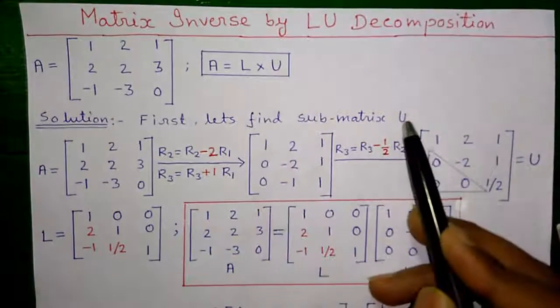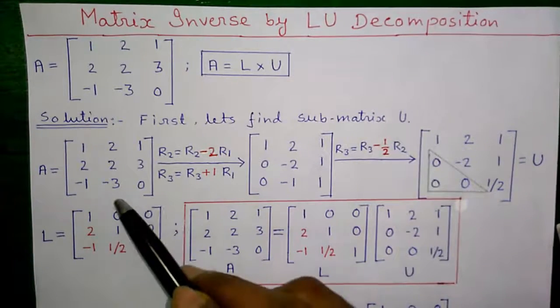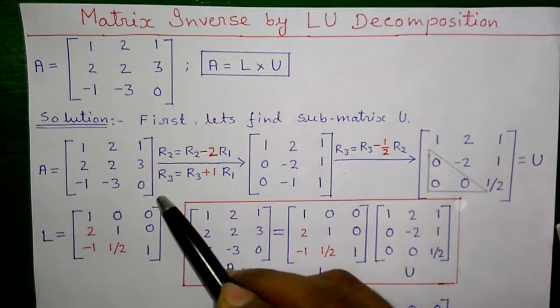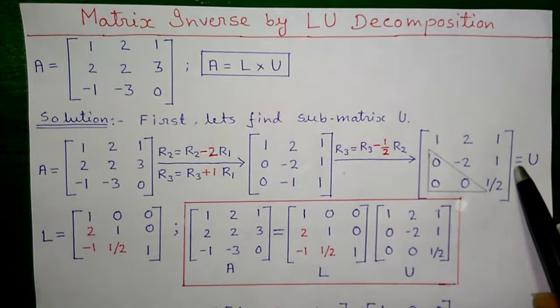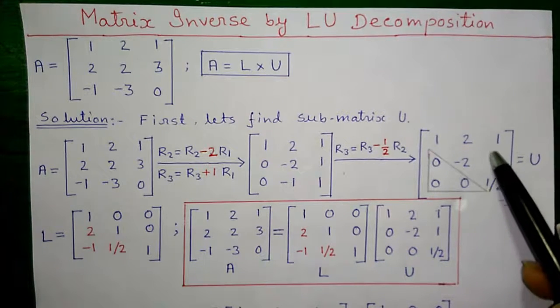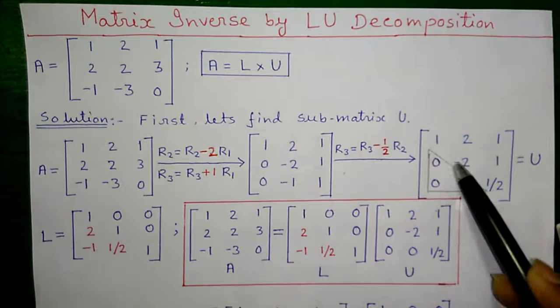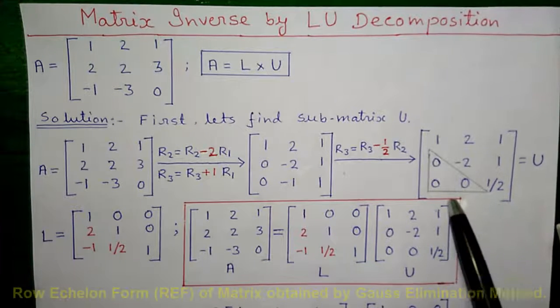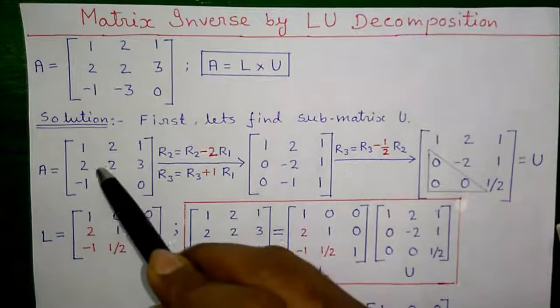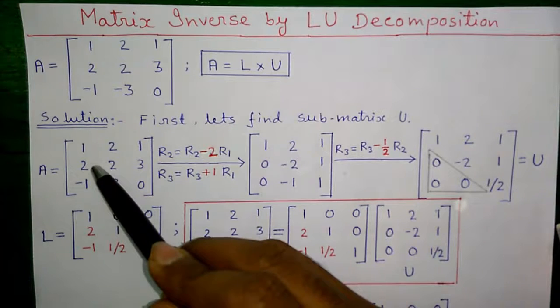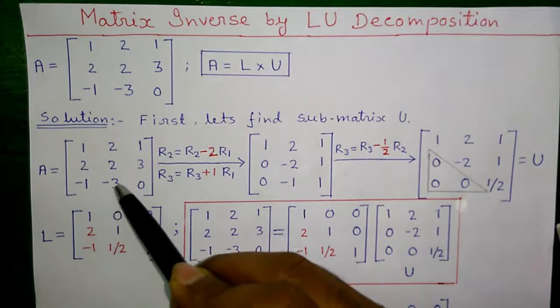Now let's find the submatrix U. So this is matrix A. We have to decompose matrix A into upper triangular matrix U, where the values are there in the upper triangle and lower triangular values are all 0. This form of matrix is called row echelon form or REF of matrix, obtained by Gauss elimination method, also called row reduction method. So let's do that. To get matrix U, we have to get 3 zeros at this and this positions.